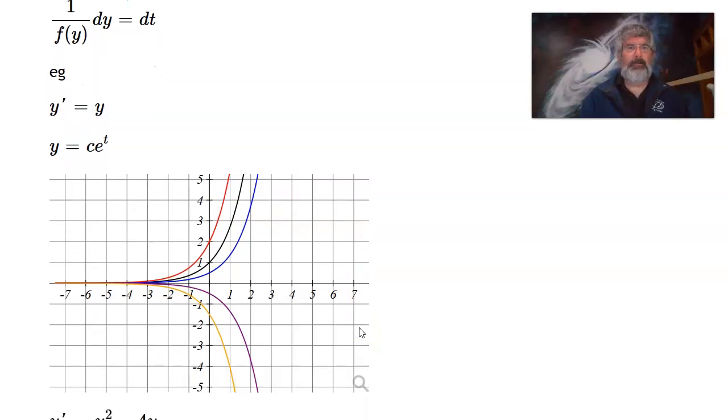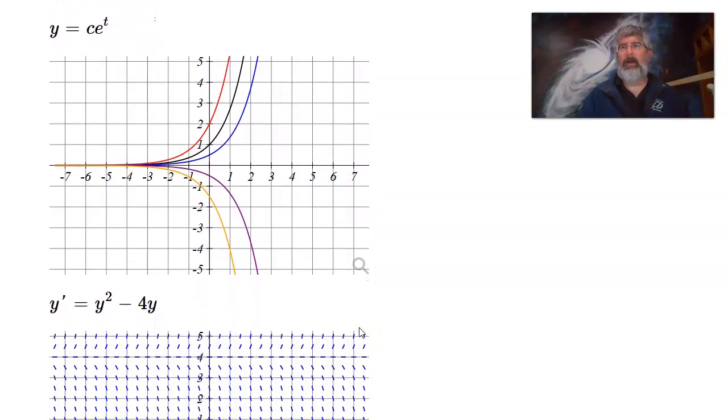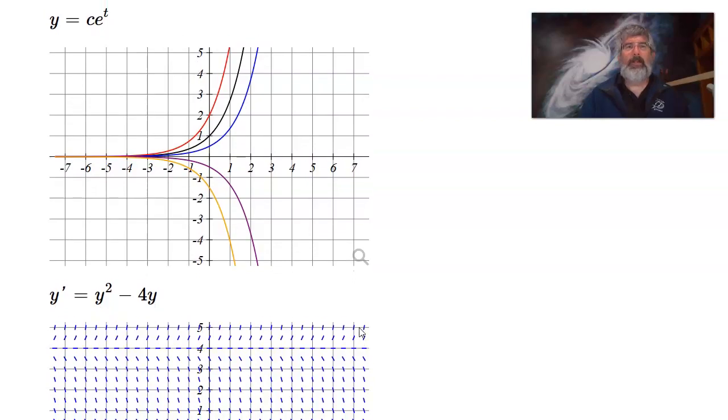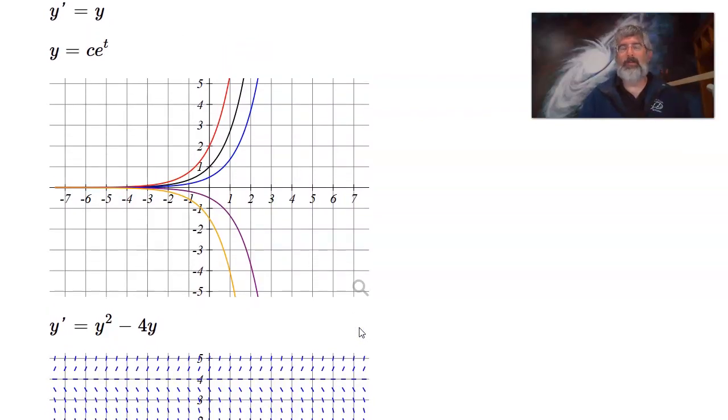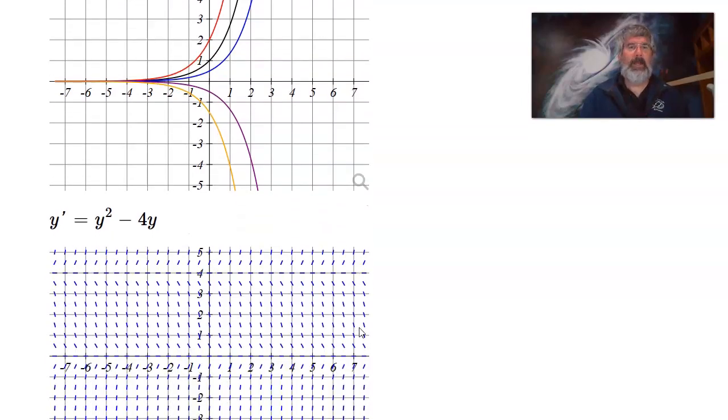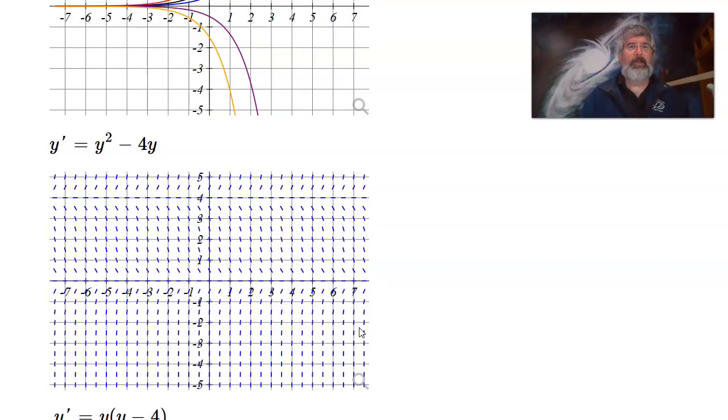Now let's take a look at another one, and I want to talk about how I analyze these things. Without actually solving them, I can know a lot about what the solution curves look like. And here's how we're going to do that. So let's take a look at this. y prime equals y squared minus 4y. And the first thing I have here is the associated slope field. Now all I did was I went into WAMAP and asked it to draw me a graph of a slope field, and this is what it gave me.